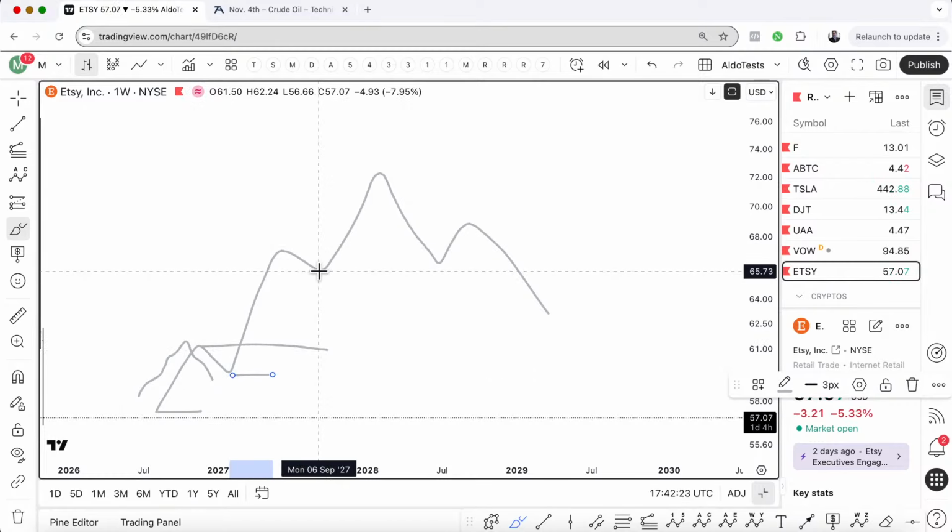If it is a wave 4, it cannot travel below here. If it travels below there, let's say this is wave 4, and it goes like this, it's not wave 4 anymore. So why do you want to risk this? No need to. Make sense?